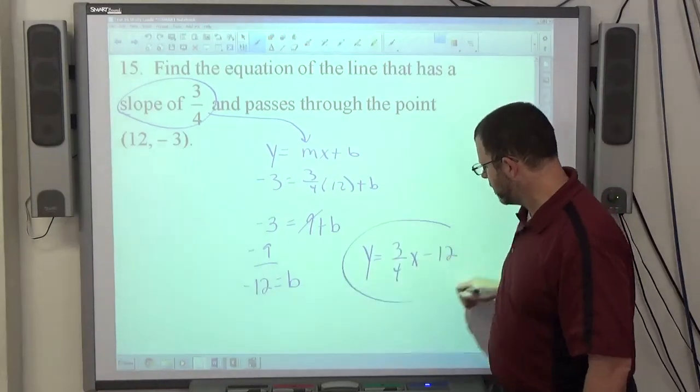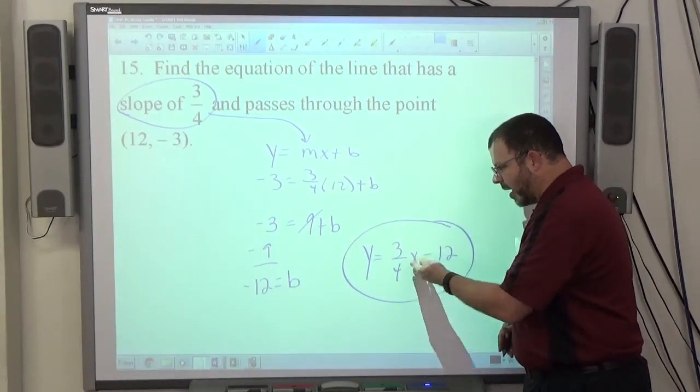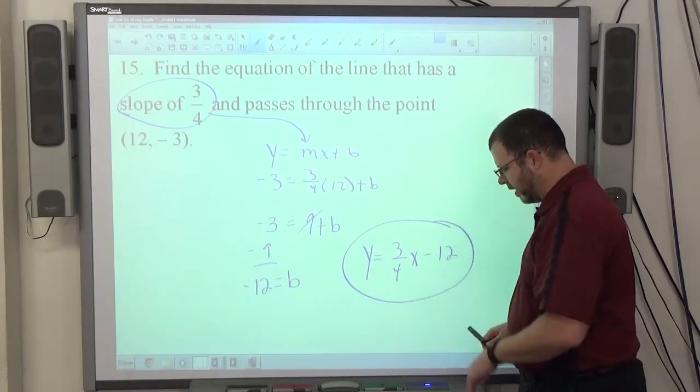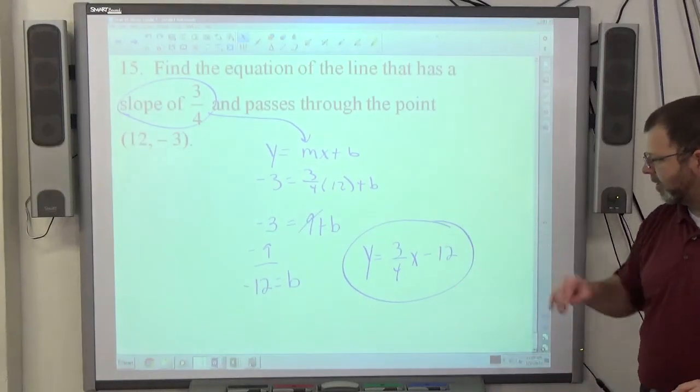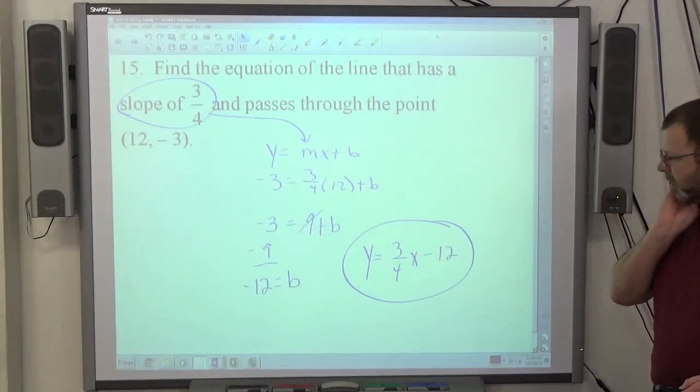Please make sure the x looks like it's to the right or above the line. Do not make it look like it's below the line. That does create a different type of graph. So make sure that x is written properly over there in your final answer.